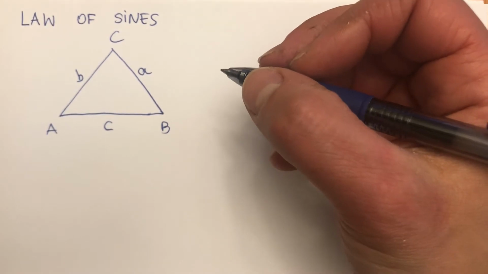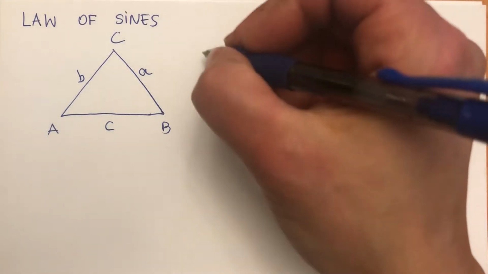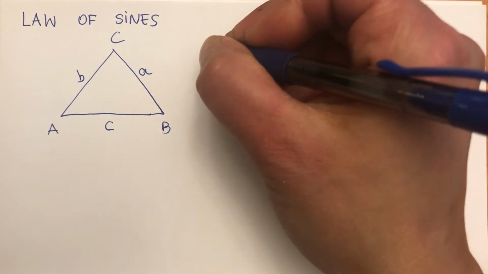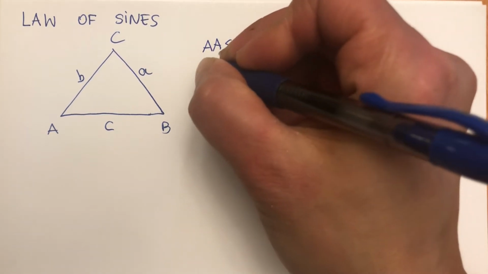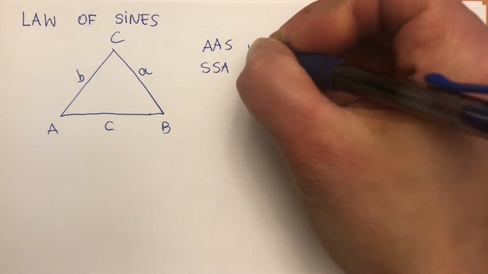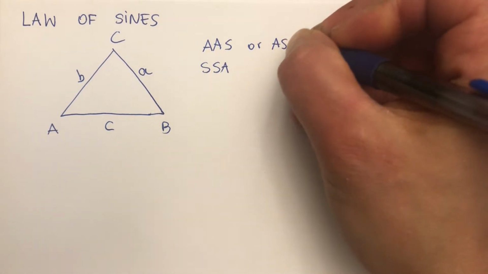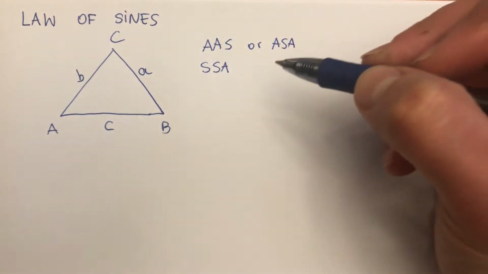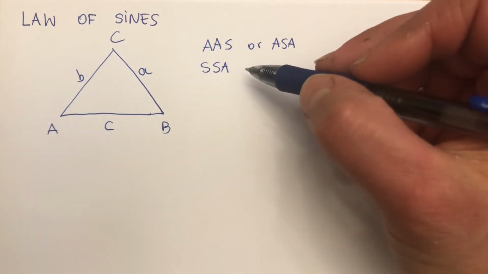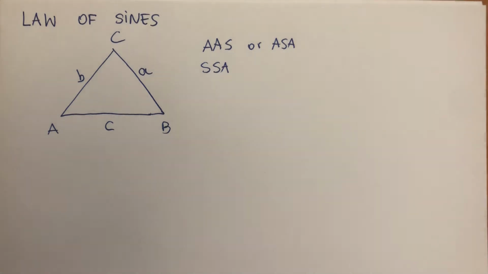Definition of law of sines. Well, we can apply the law of sines when we have three things given in a triangle: angle, angle, side, or side, side, angle, or angle, side, angle. All right, those are our three cases. Remember, order matters. So if you have three pieces of given information, you can use law of sines.